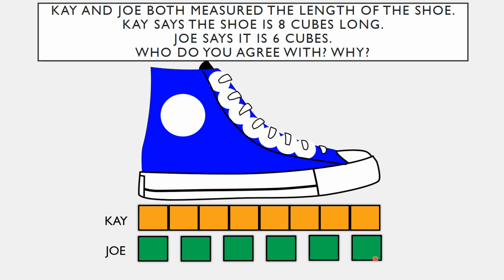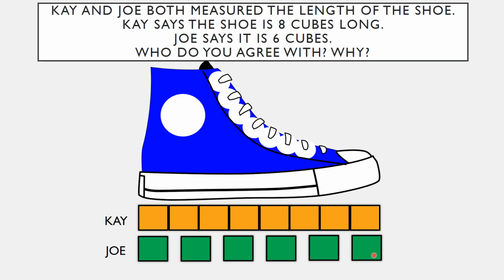Go ahead and pause the video. Take some time to figure out who you agree with and why. We can see that Kay has 8 cubes and Joe has 6 cubes. So whose measurement is correct? Once you've thought about your answer, come back to the video and figure out who was right.